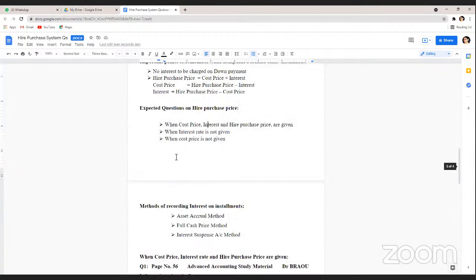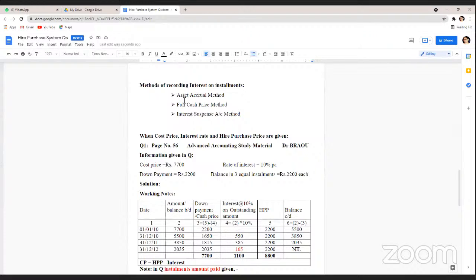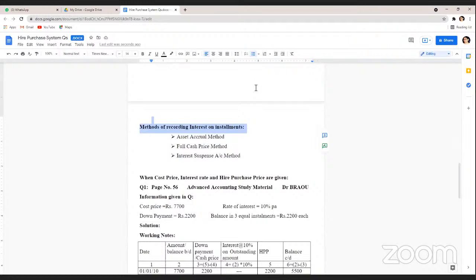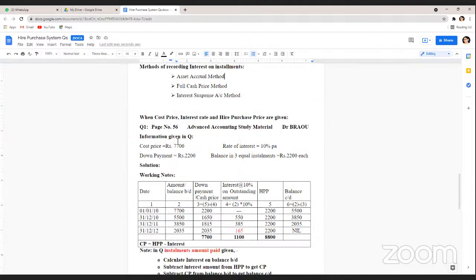The second thing is that I'll teach you the similarities and dissimilarities in these three methods. If you are perfect with one of these methods, the asset accrual method, the rest of the two methods you can easily get. It's so simple. Understood? So passing journal entries is also simple. I'm talking about recording journal entries in the books of the hire purchaser.